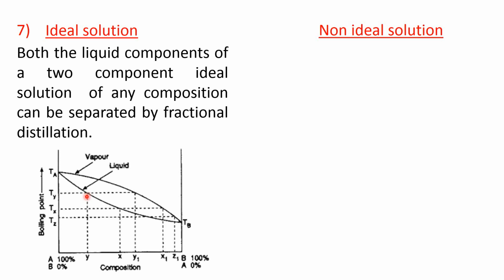this is the composition of the liquid, and for the composition of the vapor you have to extend up to the vapor curve. This vapor, if you condense, you will get the distillate Y1, and the distillate will be close to B, meaning rich in B, and obviously the residual liquid will be close to A, or rich in A. That means if you repeat this fractional distillation, finally you will get pure liquid B as distillate and pure liquid A as residue. For any composition of the solution, you can separate A and B by fractional distillation.